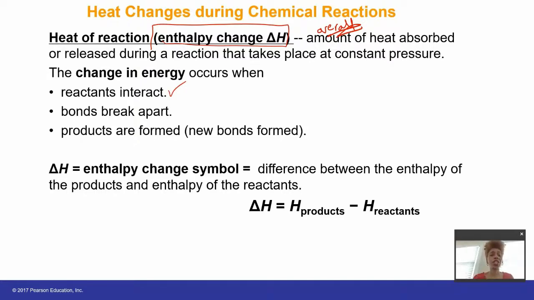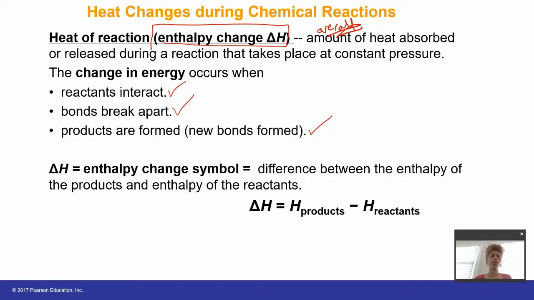There's energy changes when the bonds break apart. So if they bump into each other hard enough, then those bonds between the atoms are going to break apart. And now there's also another energy change when we are forming new bonds. So let's say the molecules in our reactants bump into each other. Now we have these atoms that are going to rearrange themselves by joining to other atoms in the system.